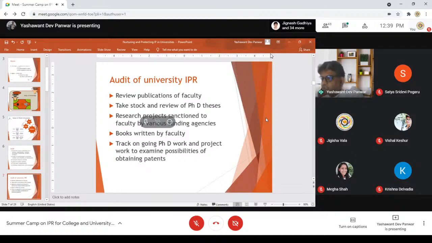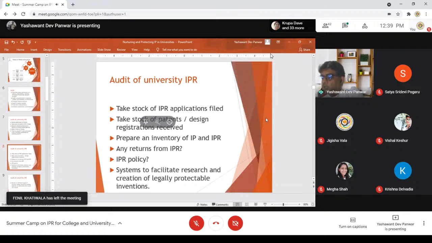And not only PhD theses, ongoing PhD work and project work should also be examined for the possibility of obtaining patents. So what other things? Who will do all these things? There has to be, I think, an IP cell to nurture IP in the institutions. It should also take stock of IPR applications filed by different faculty members, take stock of design registrations and filings of other intellectual property rights. They should prepare an inventory of IP and IPR, and of what kind of returns accrued to the institute from different forms of IPR and protection of IPR. And there has to be a policy update with regard to intellectual property rights. That should be a periodic activity.